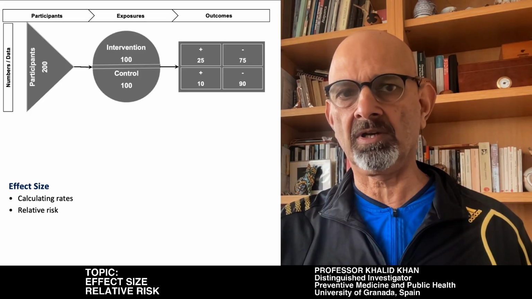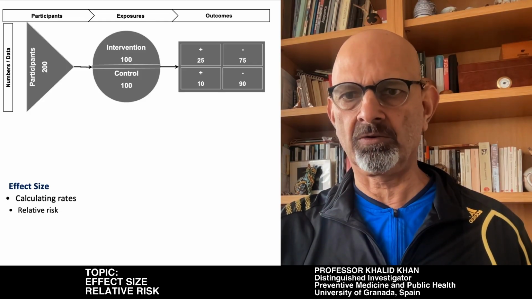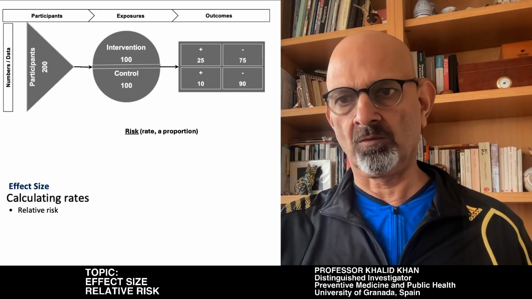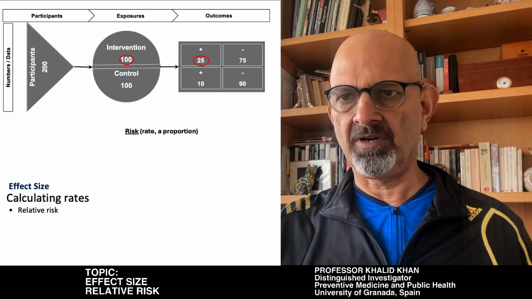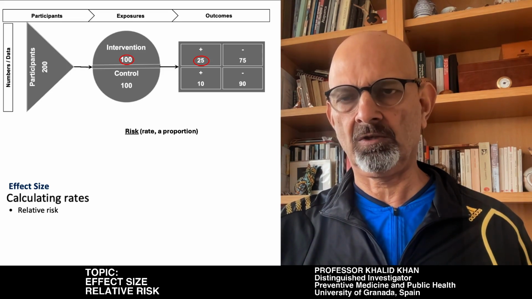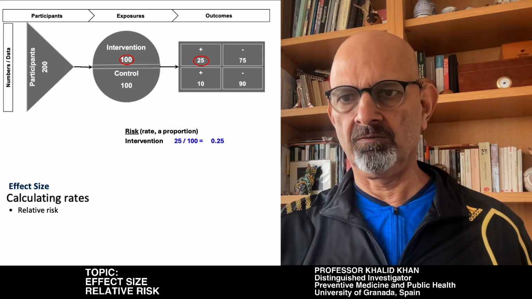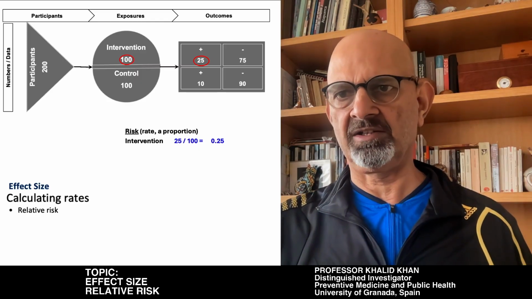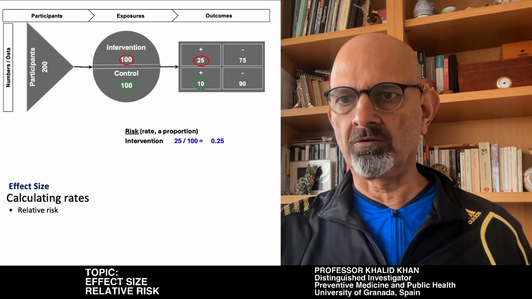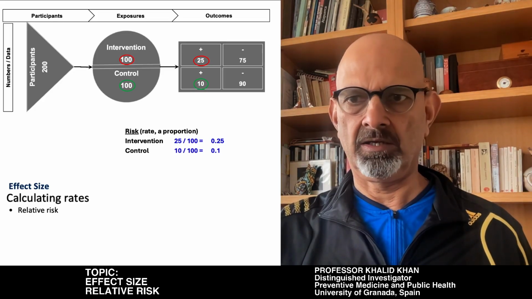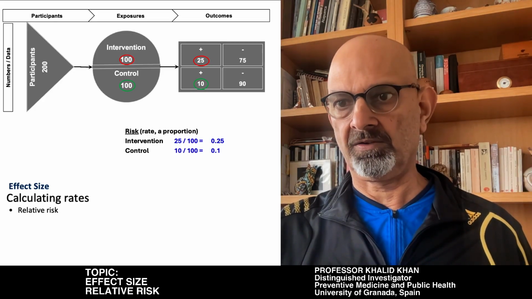First, we've got to calculate outcome rates per group. Another word for rate is risk. The rate of pregnancies in the intervention group with the new treatment is 25 divided by 100. That's 25%. And in the control group, it is 10 divided by 100, and that's 10%.